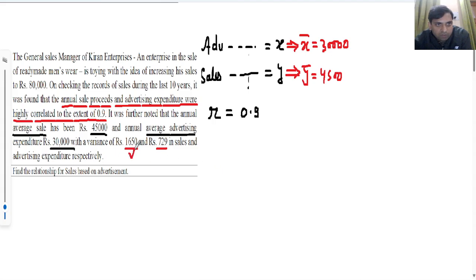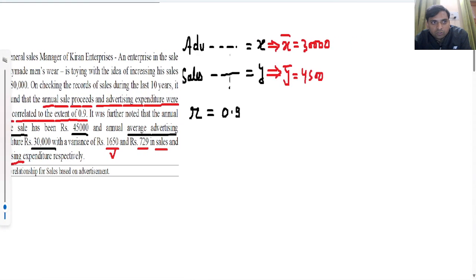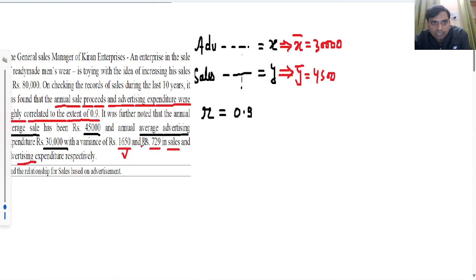Now the next line of the question, with a variance of 1650 and 729. First this is the variance for sales, and this is the variance for advertisement expenditure. Variance is denoted by sigma square. So for sales, the variance sigma y square is 1650, and the variance in X, sigma x square, equals 729.